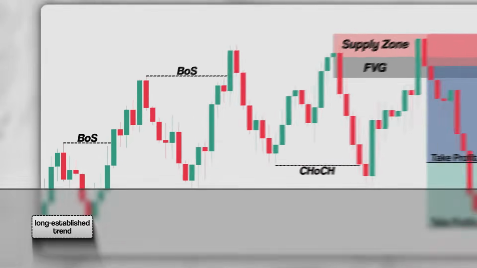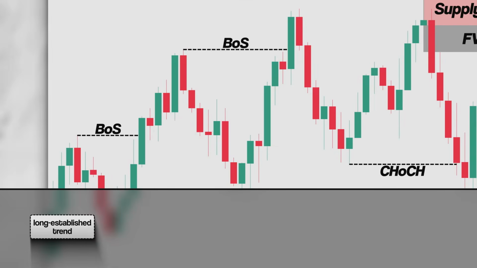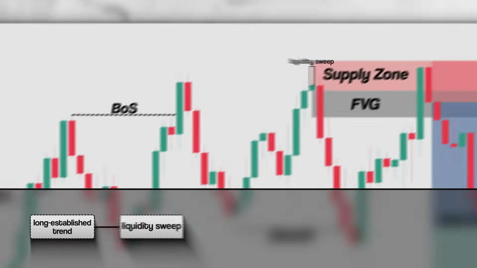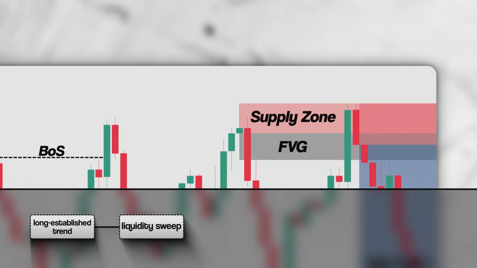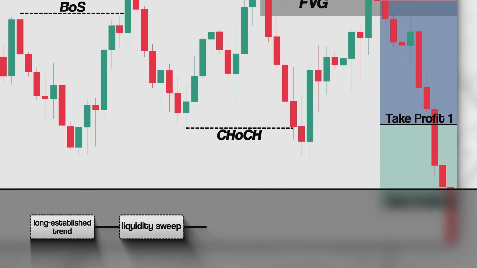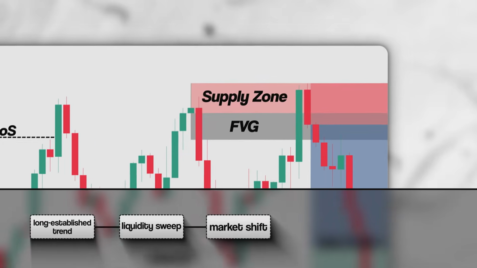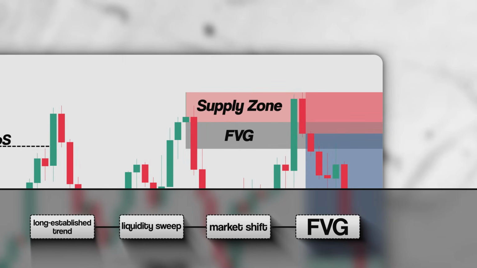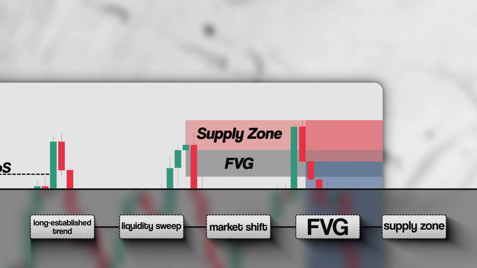First, we have a long-established trend confirmed by a series of breaks of structure. Then we see a liquidity sweep above the previous major high. This is followed by a clear change of character, showing a shift in market control. After that, price creates a fair value gap, indicating strong displacement and inefficiency. And finally, a supply zone forms after the manipulation, not in the middle of the move.